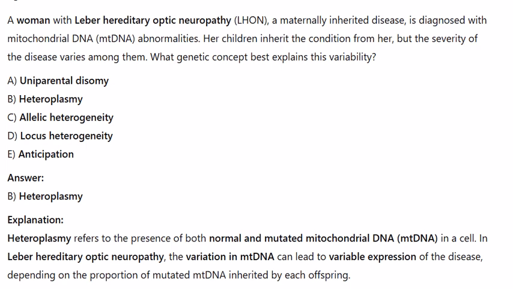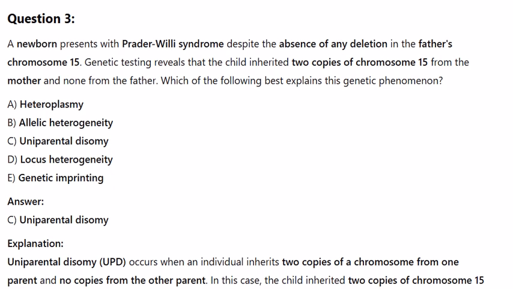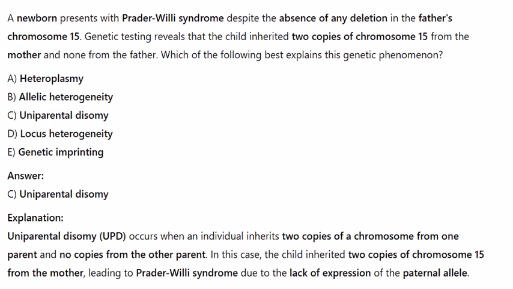Question 3. A newborn presents with Prader-Willi syndrome despite the absence of any deletion in the father's chromosome 15. Genetic testing reveals that the child inherited 2 copies of chromosome 15 from the mother and none from the father. Which of the following best explains this genetic phenomenon?